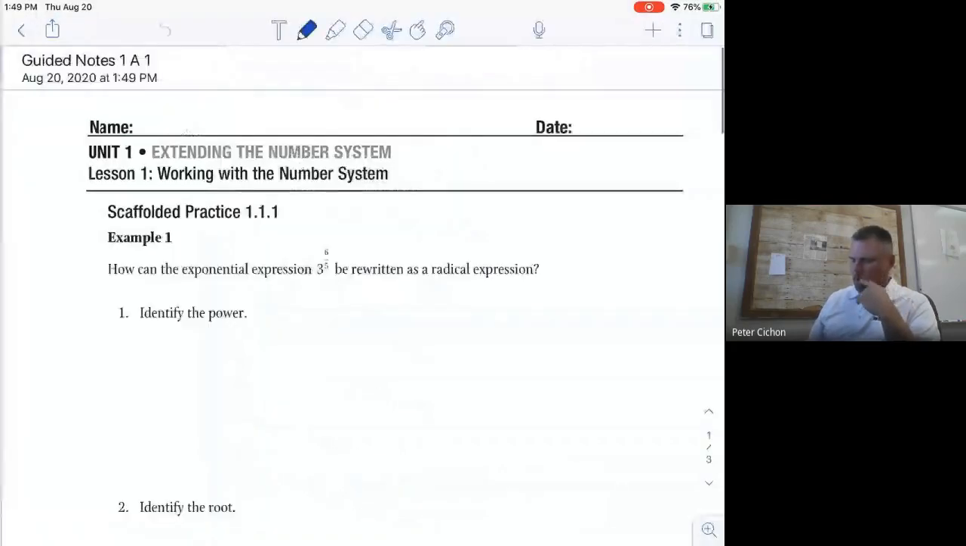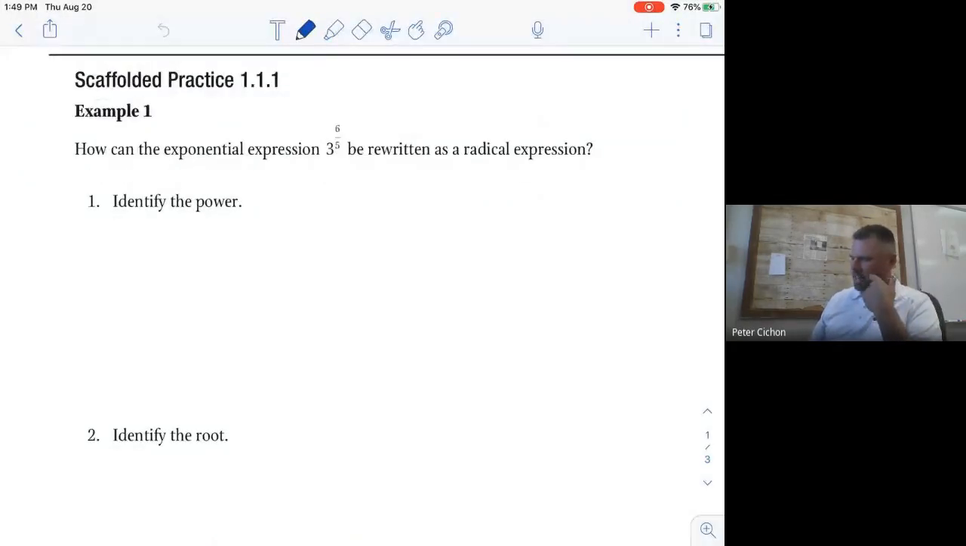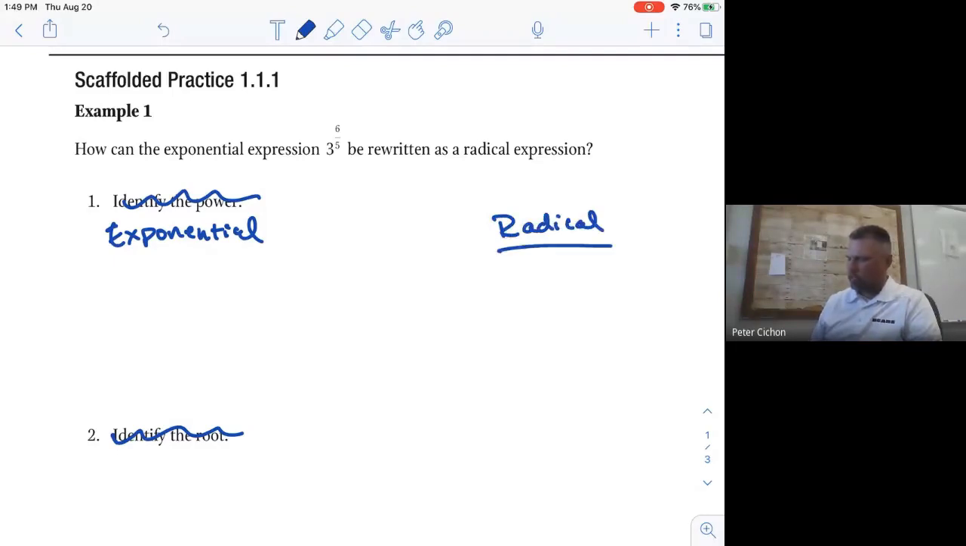Here we go. It says, how can the exponential expression 3 to the 6 over 5 be written as a radical expression? Let's talk about a couple things. A lot of times we're going to ignore the actual question here. We're just going to use the math. You can write a number in two different ways, exponential form and radical form. 3 to the 6 over 5.